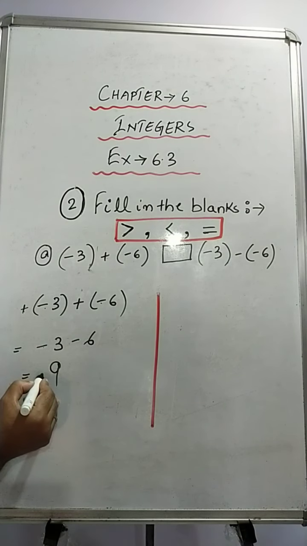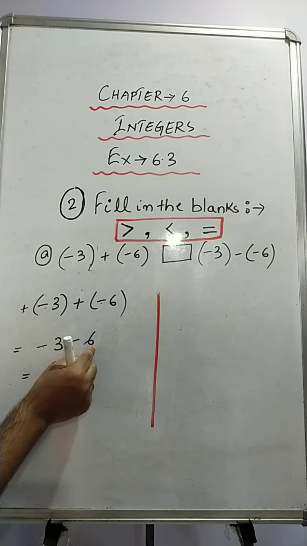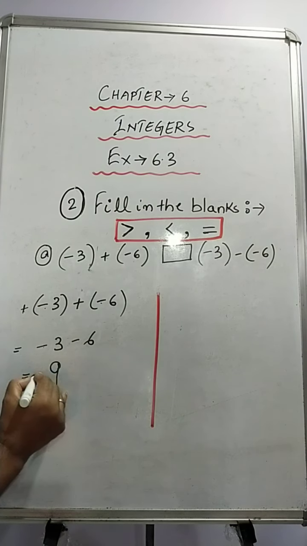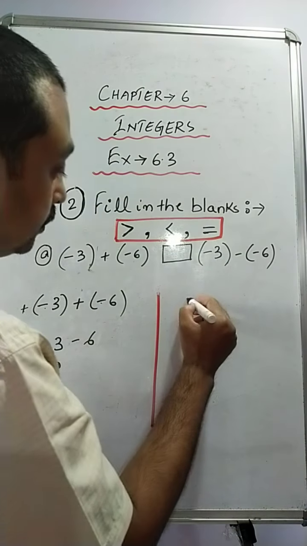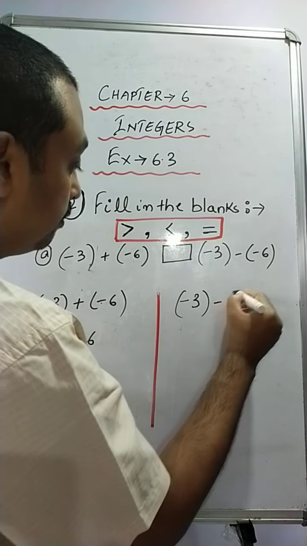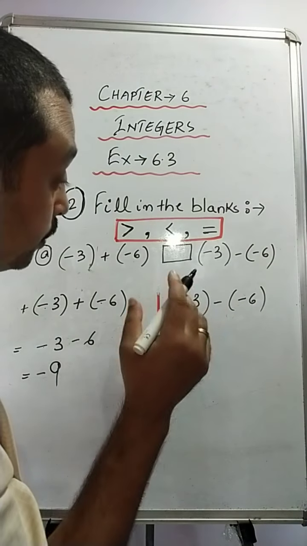And now which sign we have to put? For that we have to see which number is greater, 6, and it is carrying what sign? Minus. So we'll put minus sign here, students. Okay, now let's solve this part. So minus 3 minus minus 6. Fine. So let's open the bracket first.